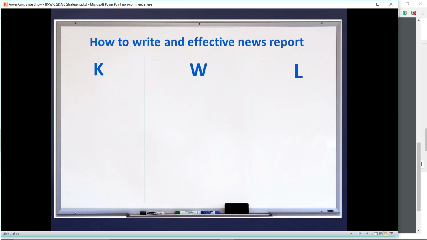Now, a KWL chart helps us look at our lesson from 3 different perspectives. That's 3 ways of looking at our lesson through different viewpoints. First, we have K. K is for what we already knew about writing an effective news report before starting the lesson. Let's take a moment to think about what we already knew about writing news reports. Think about what goes into writing a news report. Did you already know some of that? Think for a moment longer.